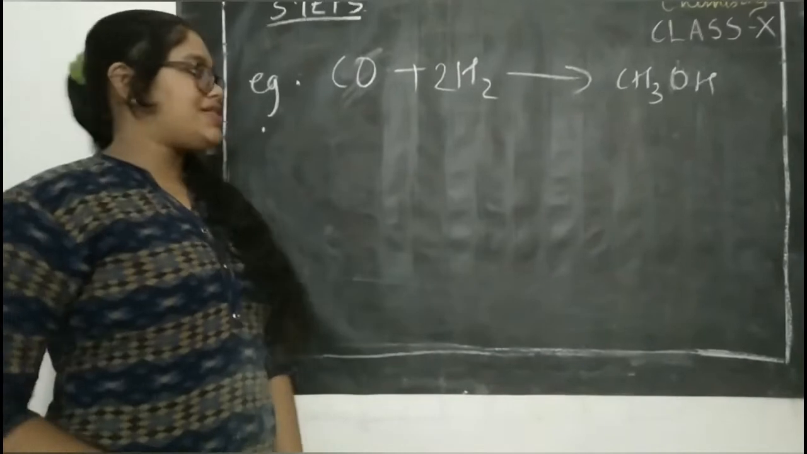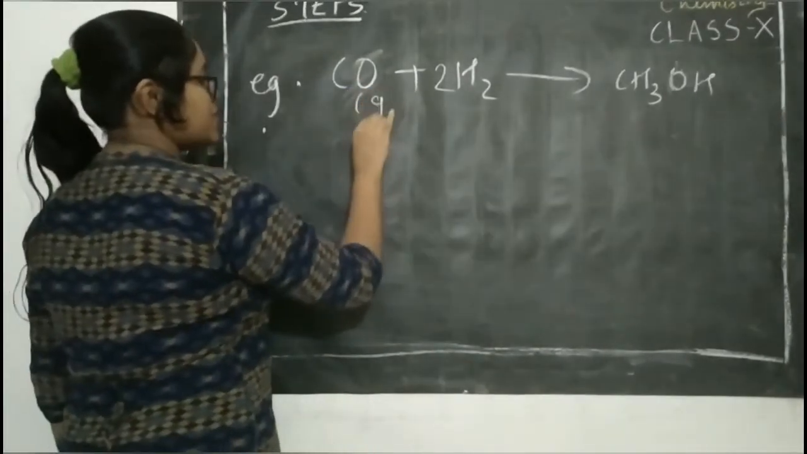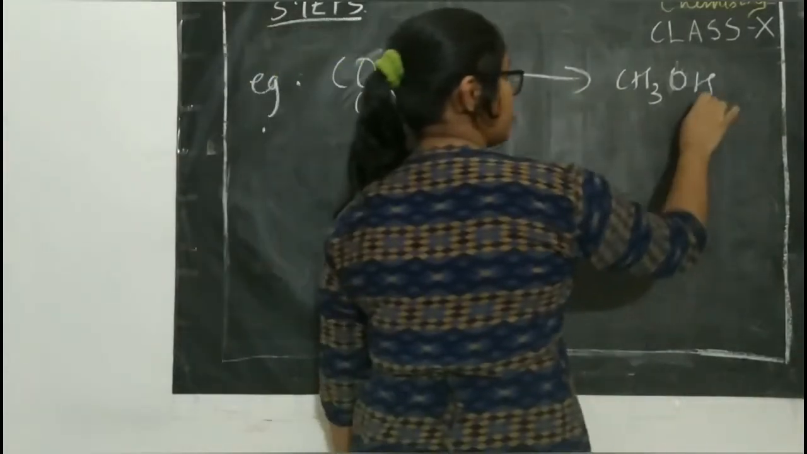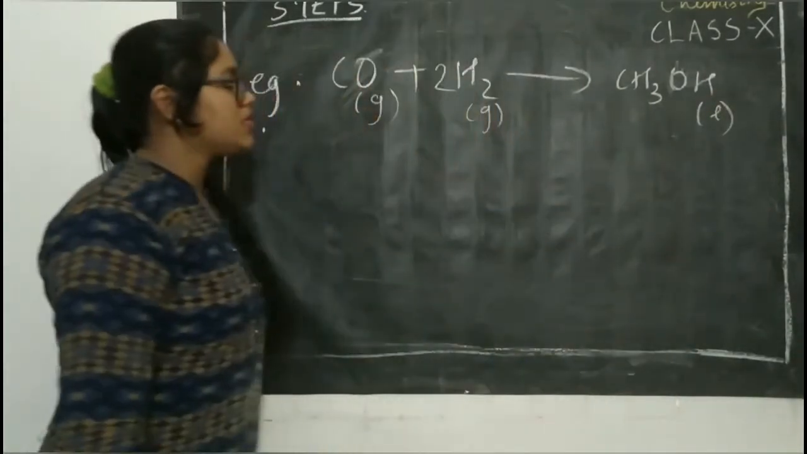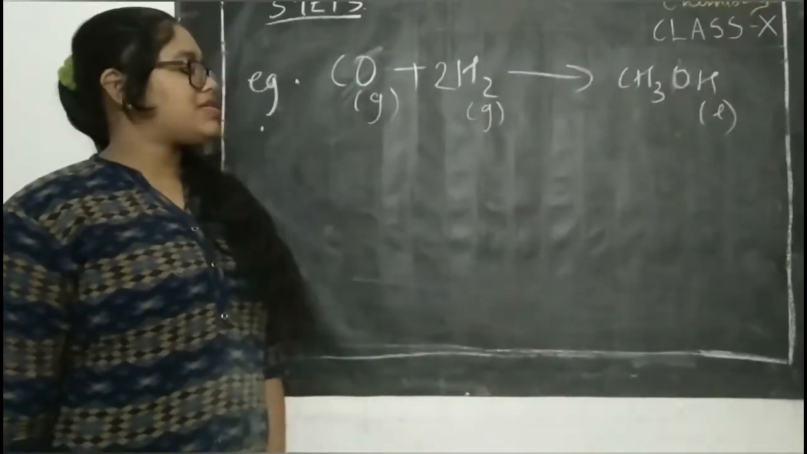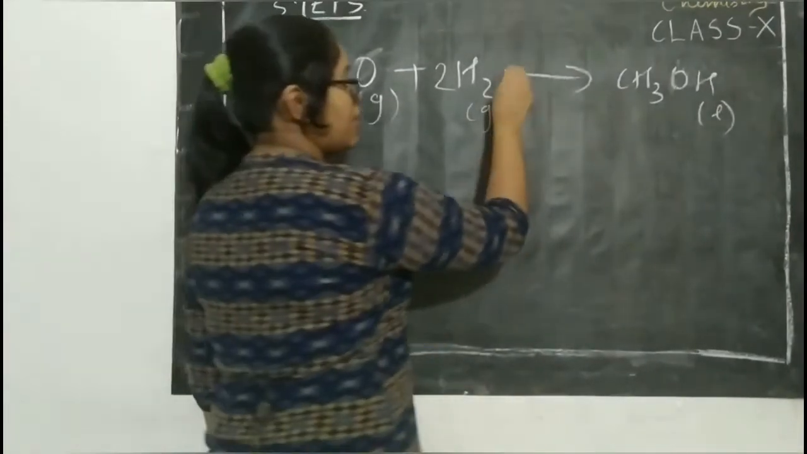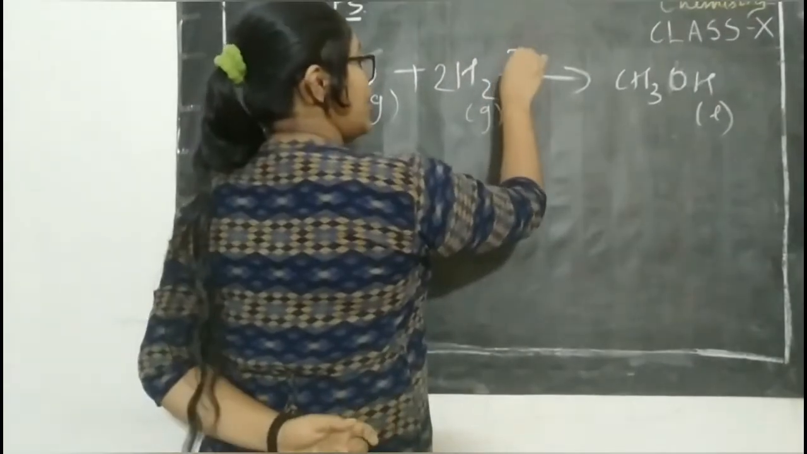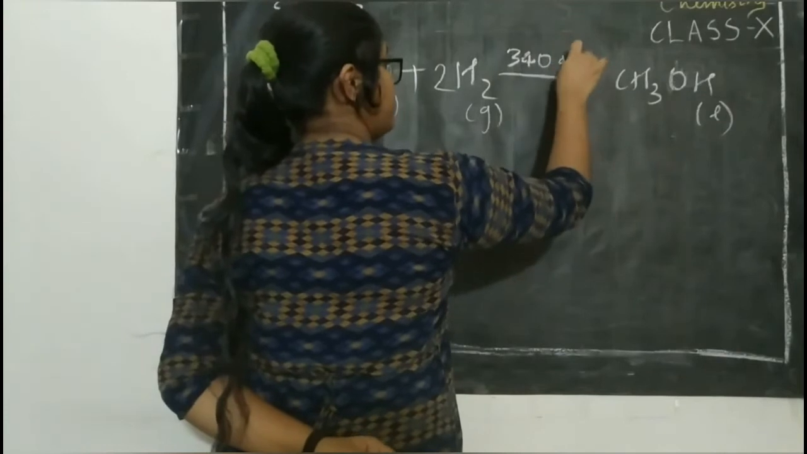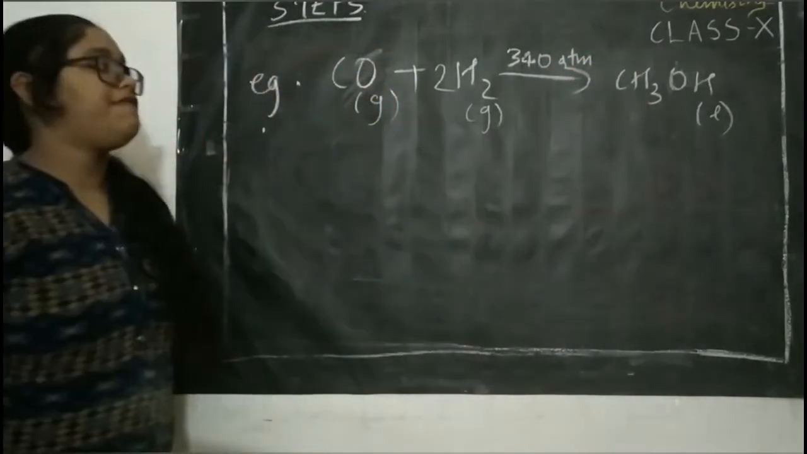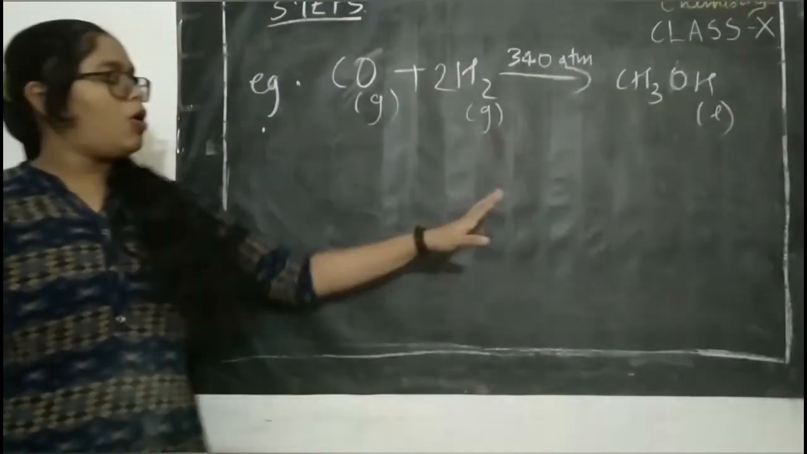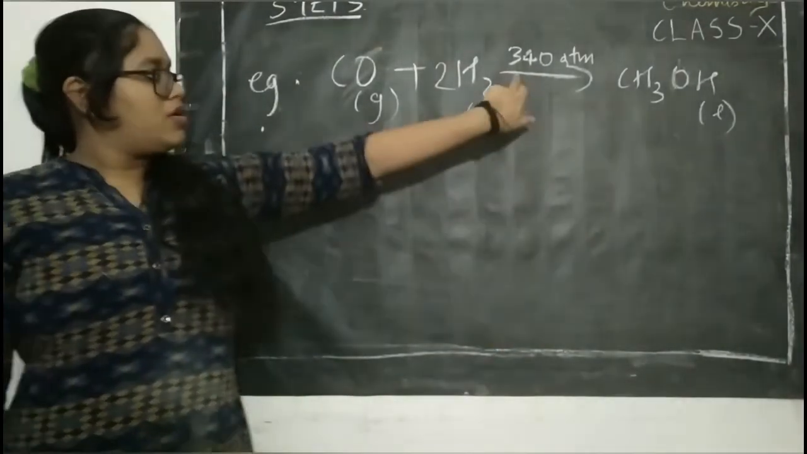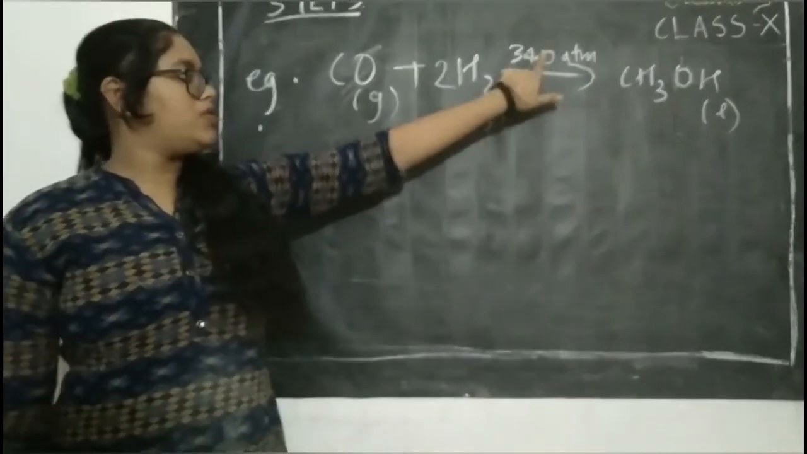Now I am mentioning the state. Here carbon monoxide is present in gaseous state. Hydrogen is gas, and methanol is a liquid. So I have mentioned the state. Next, I am representing the external condition here above this arrow. That is only at 340 atm pressure. 340 atm is the amount of pressure. Only at this quantity of pressure this reaction takes place. So I have mentioned the external condition above this arrow.